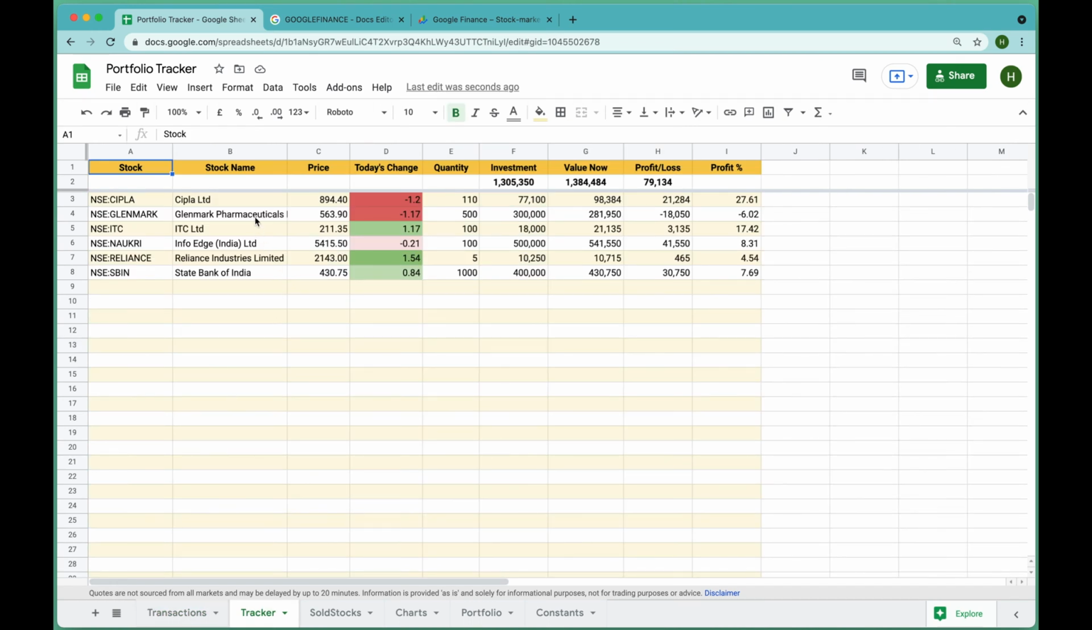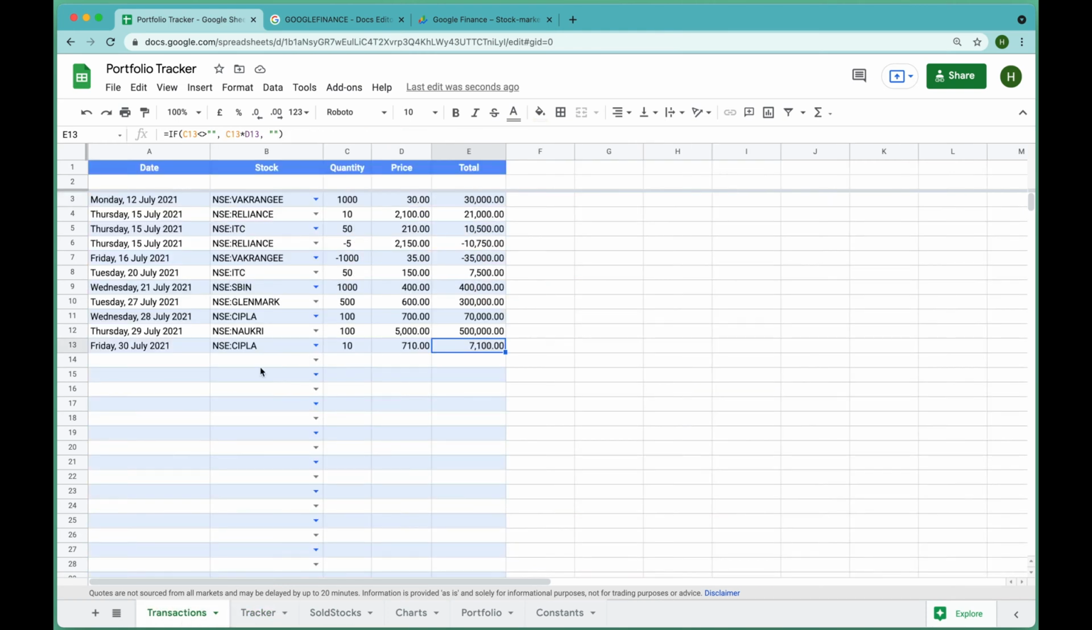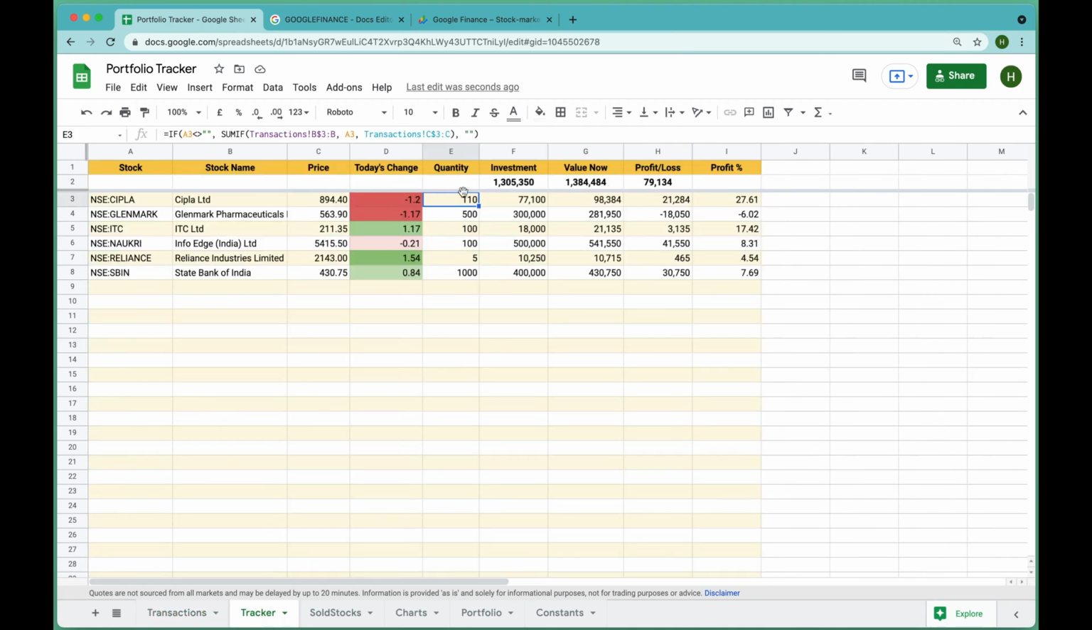If you see the first stock, we have a Cipla stock which has a quantity of 110, and if we see in our transaction sheet, we bought 100 of these on 28th of July and 10 on 30th of July. So in total we have 110 stocks of Cipla and the total investment is 77,100. The today's value of our 110 stocks is 98,384.